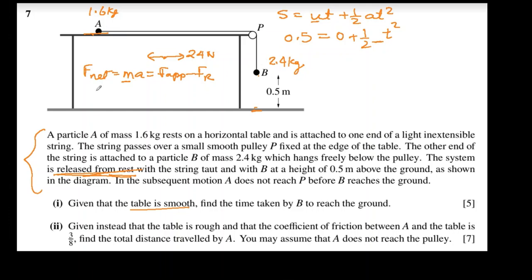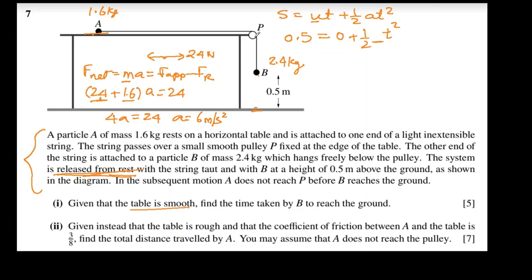We have to include 1.6. So 2.4 plus 1.6. A equal to applied force is 24. There is no resistive force, so I'm not writing it. 2.4 plus 1.6 is 4. 4A equal to 24. Acceleration is 6 meters per second square.